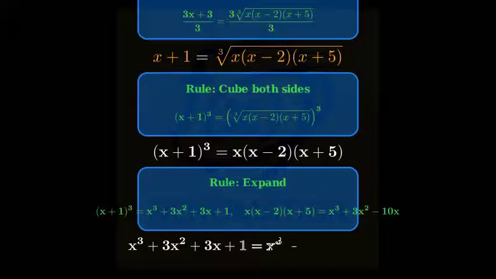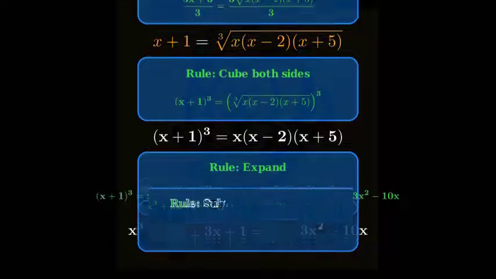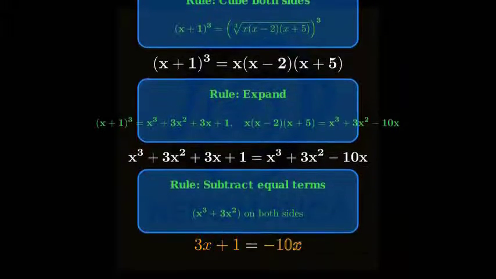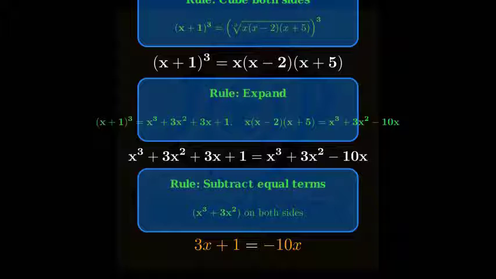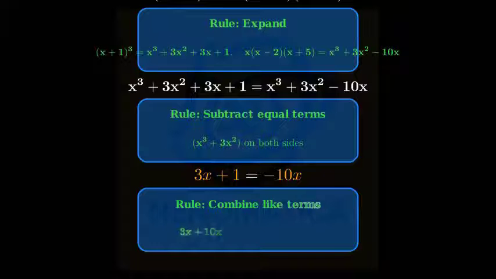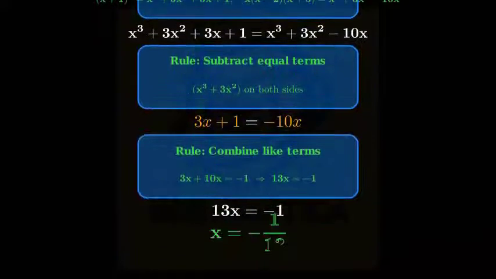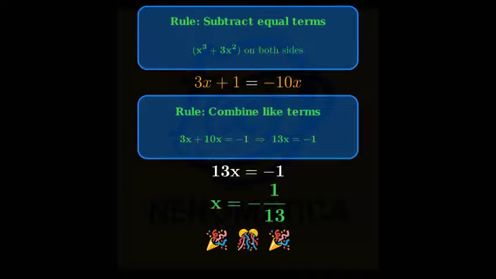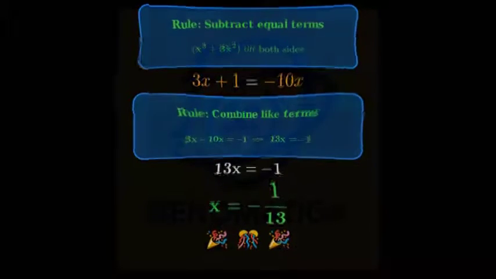On the left, x plus 1 cubed equals x cubed plus 3x squared plus 3x plus 1. On the right, x times x squared plus 3x minus 10 equals x cubed plus 3x squared minus 10x. Step 6. Subtract x cubed and 3x squared from both sides. We get 3x plus 1 equals negative 10x. Step 7. Add 10x to both sides to combine like terms, giving 13x equals negative 1. Then divide by 13 to find x equals negative 1 over 13.